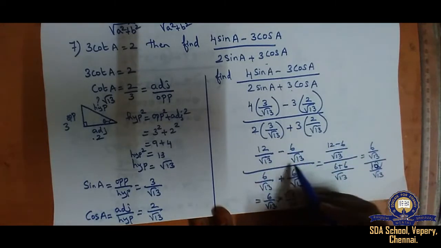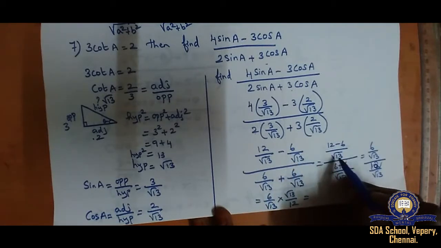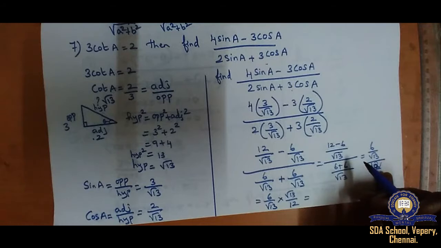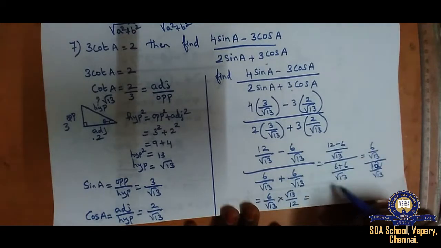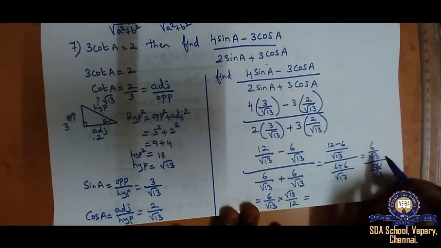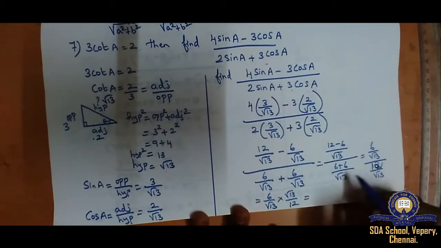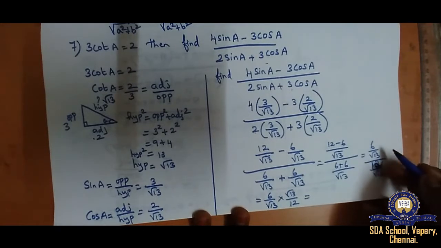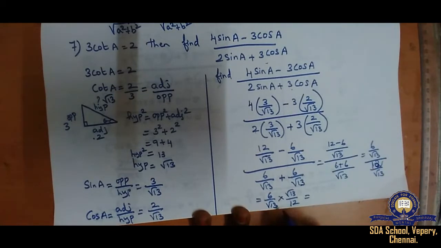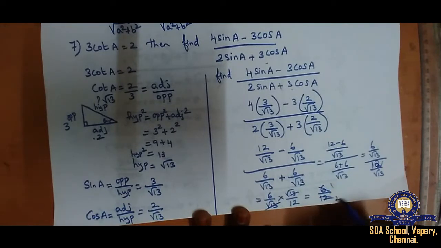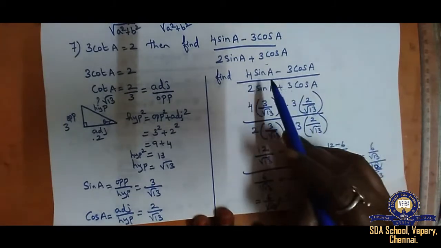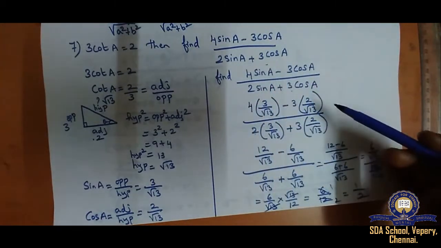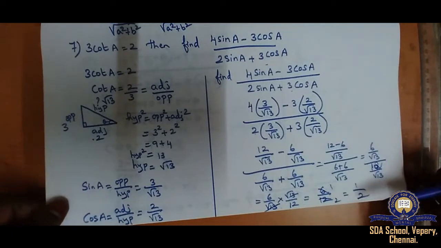Then next step, if the denominator is the same, we can directly write the numerator as 12 minus 6 by root 13. Same way here also the denominator is the same, root 13, so 6 plus 6. 12 minus 6 is 6 by root 13, 6 plus 6 is 12 by root 13. If this comes to the numerator, 12 by root 13 becomes root 13 by 12. Clear? So root 13 and root 13 get cancelled. 6 by 12 will be there. 6 ones are 6, 6 twos are 12. So the value of 4 sin A minus 3 cos A divided by 2 sin A plus 3 cos A gives you 1 by 2 as the answer.